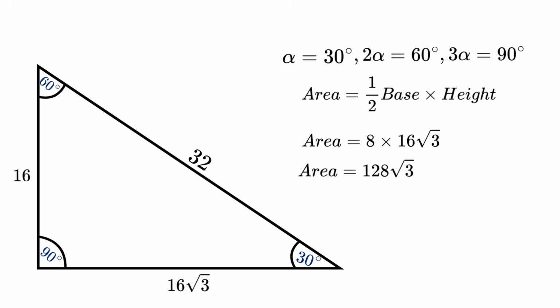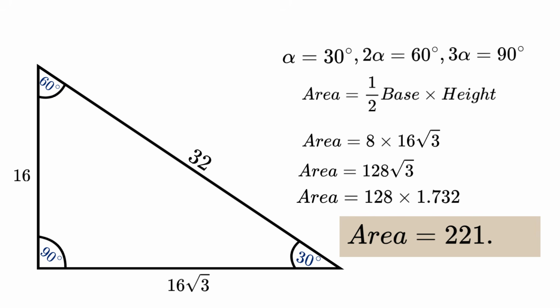Now, the square root of 3 is approximately 1.732. So, multiplying it with 128, it gives us approximately 221.7 square units. So finally, the area of this special 30-60-90 triangle is approximately 221.7 square units. Note that in this solution, we assumed the given 16-unit measurement is the side opposite the 30-degree angle. If the 16 units refers to a different side, or an altitude to the hypotenuse, the answer would be different.